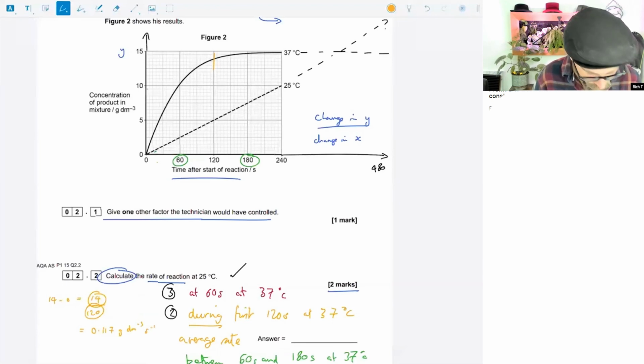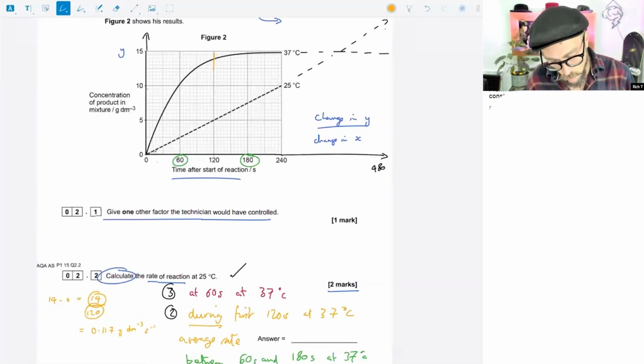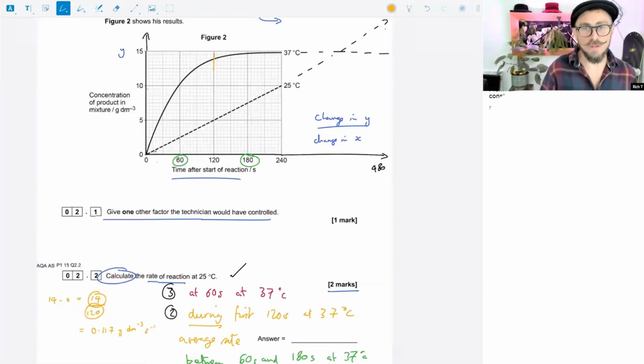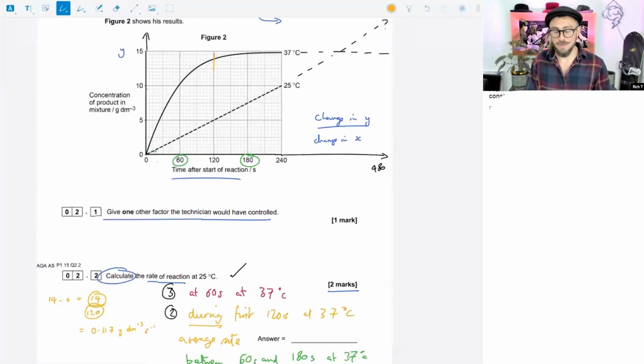These all have to be at 37 degrees, because it doesn't matter what time interval I take for the 25 degree, it's a straight line. It's going to be the same for all of them. So, okay, that's your next question, 2 minutes. I'm looking for the rate between 60 and 180, and I'll go through this one with you because it's not on the mark scheme. 2 minutes.